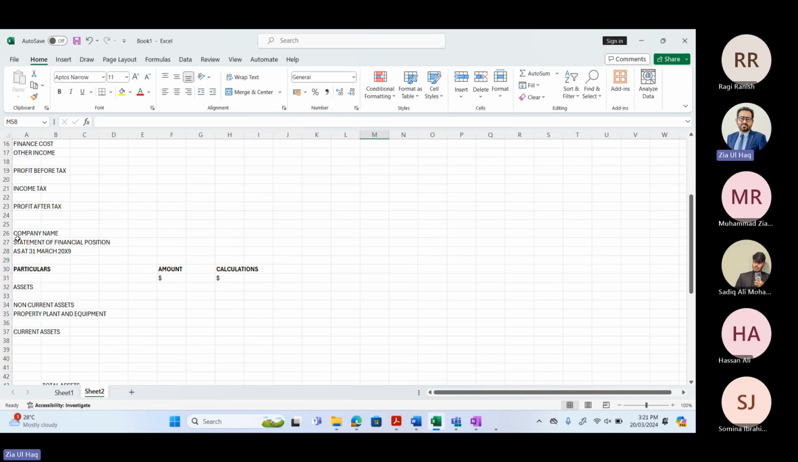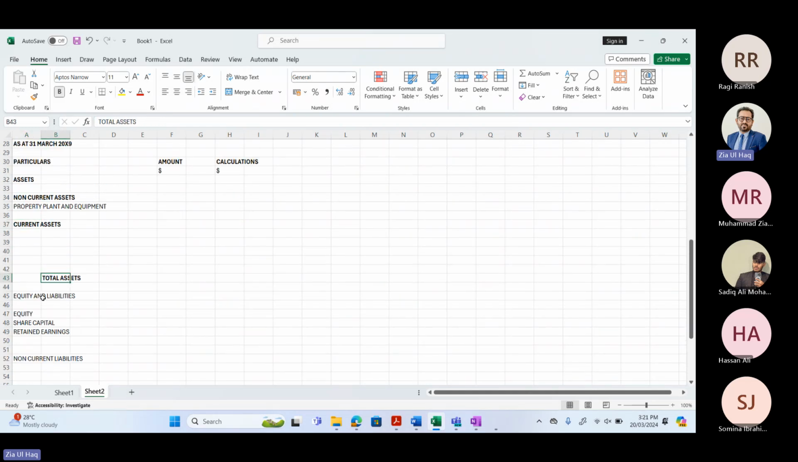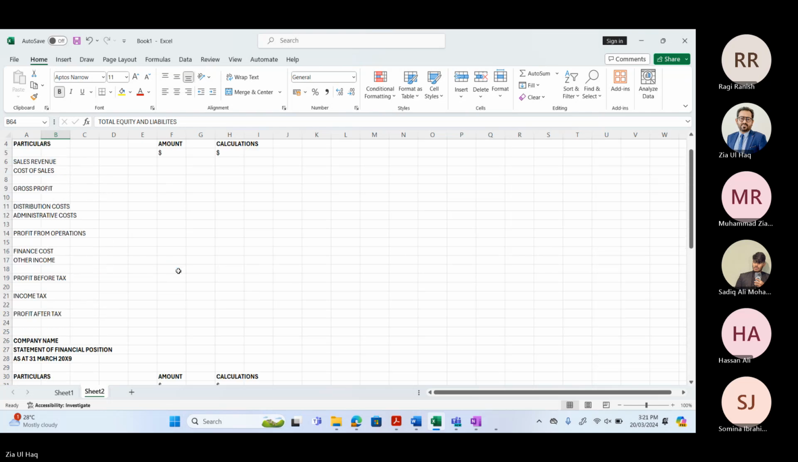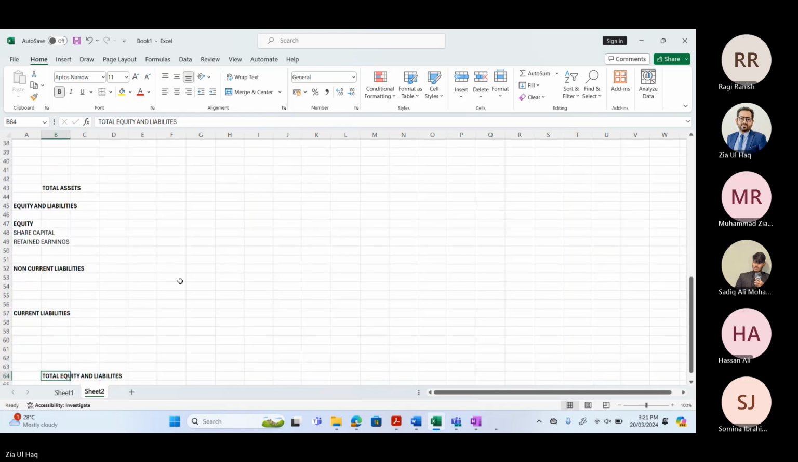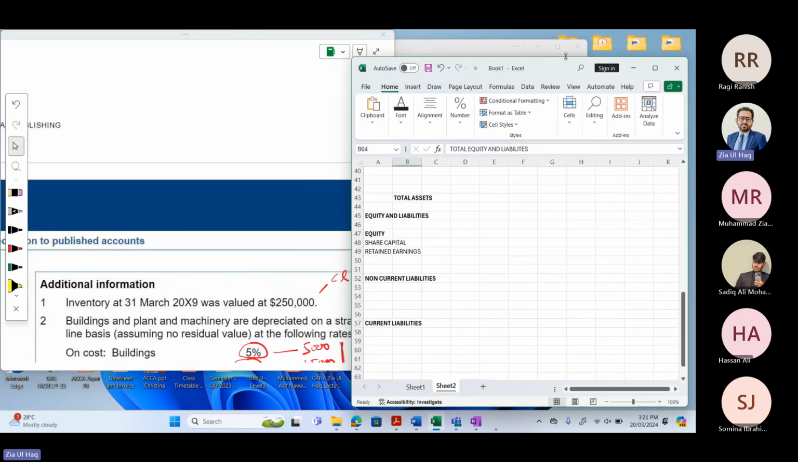So we can put this as bold. We can put this asset heading as bold. We can put this non-current assets heading as bold. We can put this current asset heading as bold. Total assets as bold. Equity and liabilities as bold. Equity heading as bold. Non-current liabilities bold. Current liabilities heading bold, and total equity and liabilities bold. So this is the format we have prepared. Now let's move towards the question and see how we can solve this question.